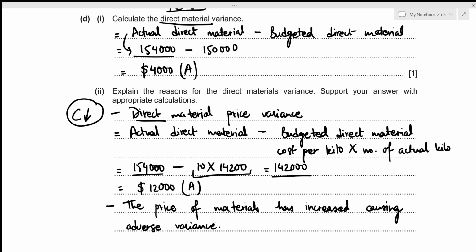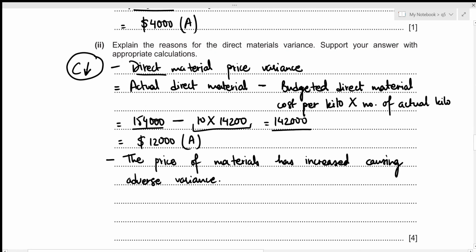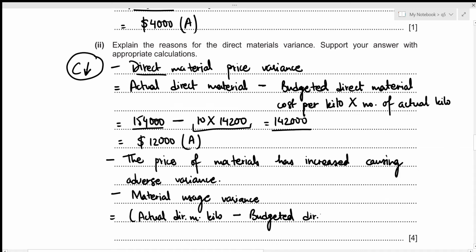Now we figured out the variance for price, right? But we haven't yet figured out the variance for the actual amount of kilos. So we're going to figure out the material usage variance now. And this is just going to be the actual direct material kilos minus the budgeted direct material kilos, and we just multiply it with our budgeted rate. So that's budgeted rate per kilo.